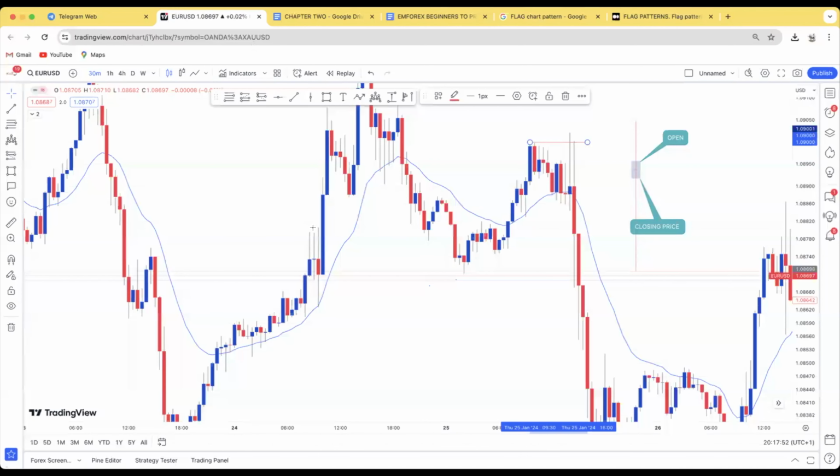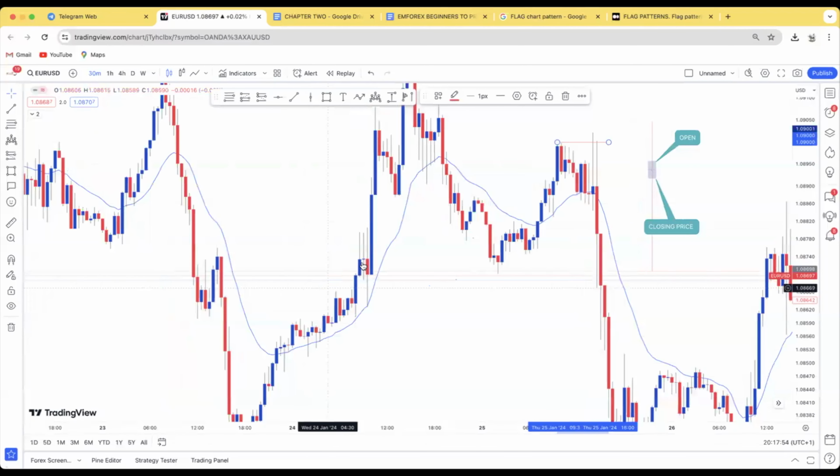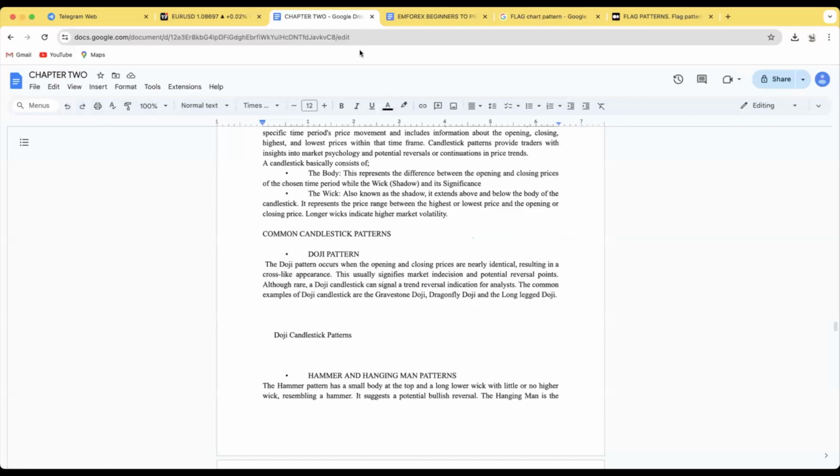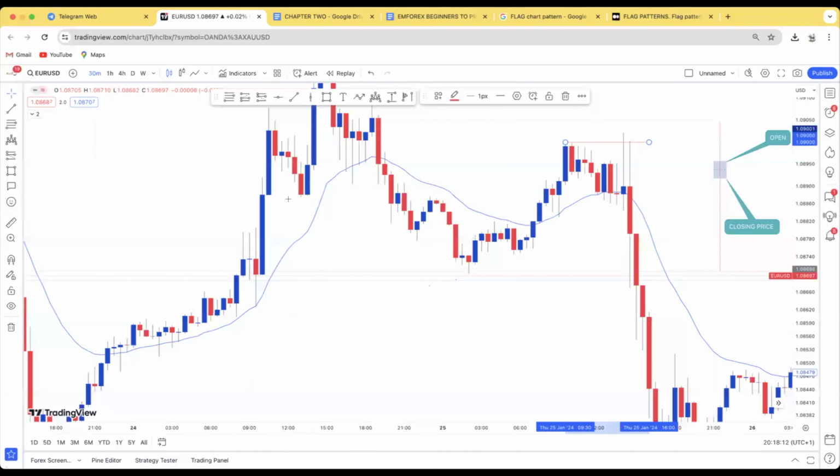So this is what a doji looks like. Now what does it say here? For you to recognize a doji, it says that a doji occurs when the opening price and closing price are nearly identical. What it simply means is that the opening price and closing price are almost in the same area. So this is a clear example of a doji here. Price opened, gave us the high, gave us the low, and then closed very, very close to the open.